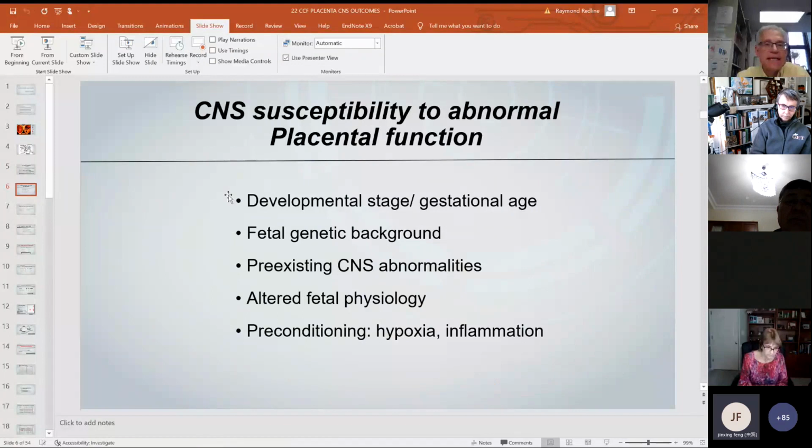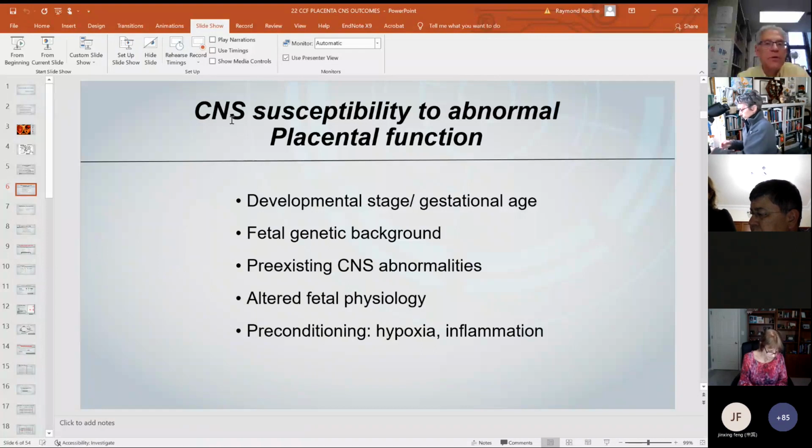Another factor other than just the placental lesions is CNS susceptibility, the resiliency of the fetus to placental insult. I'm not going to talk too much about that, but clearly there are individual differences in the susceptibility of the CNS to injury. Some of them are the result of developmental stage or early gestational age. They may relate to fetal genetic background, although we don't really understand too much about that.